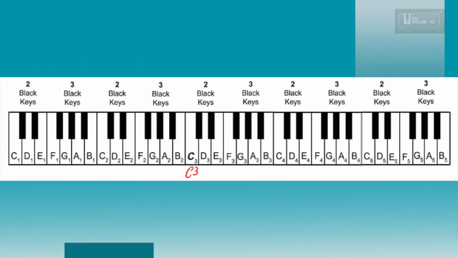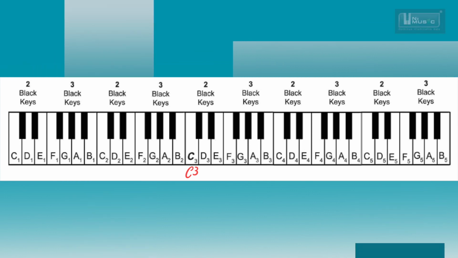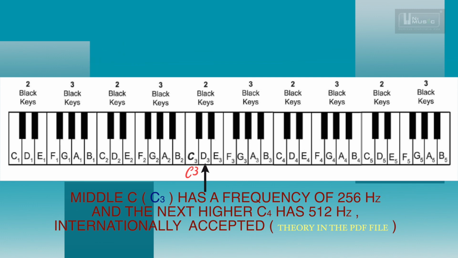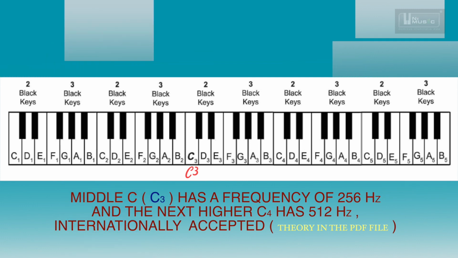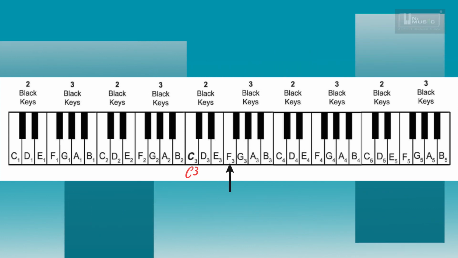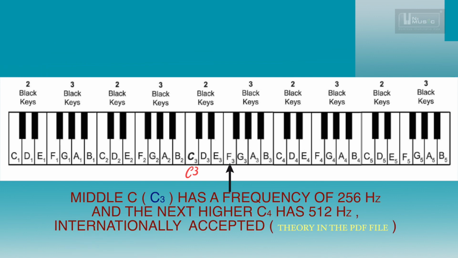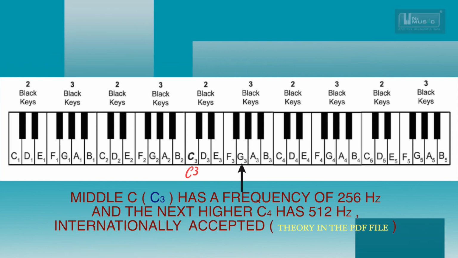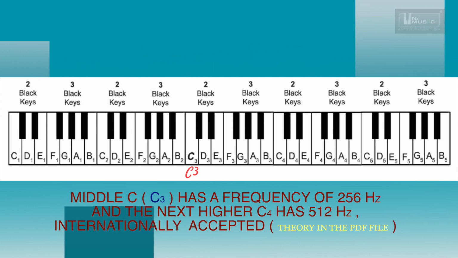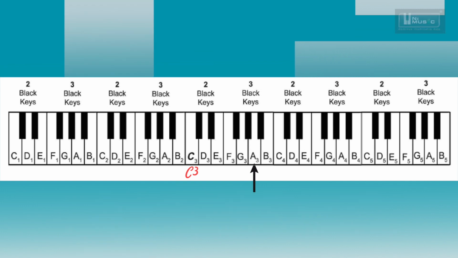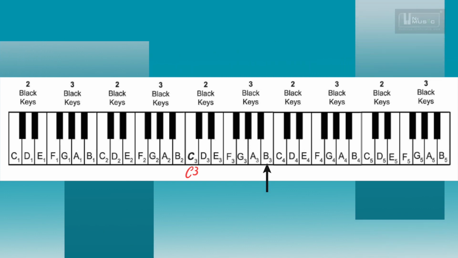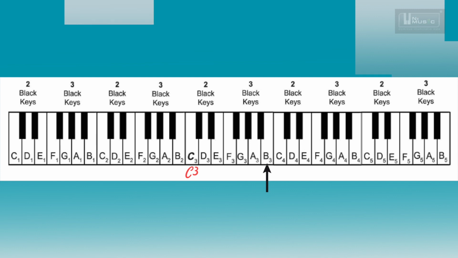The white key found at the adjacent left of every group of 2 black keys is the C note. The white key found in the middle of the 2 black keys is the D note. The white key found on the right side of the group of 2 black keys is the E note. The white key found on the left side of a group of 3 black keys is the F note. The white key G is in between the first 2 black keys of a 3 black key group, and A is between the last 2 black keys of the same group. The white key found on the right side of a 3 black key group is the B note.